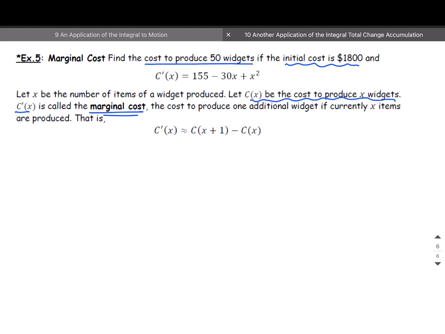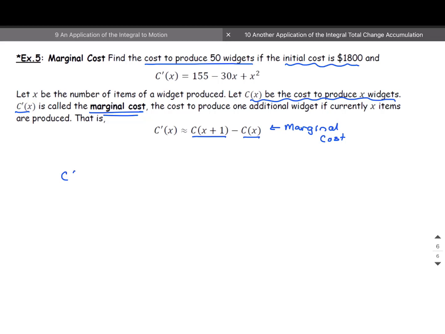Now, it is the cost to produce one additional widget if currently x items are produced. In other words, C prime of x is approximately the difference in the cost between x items being produced and x plus 1 items being produced. So the cost of x items being produced subtracted from the cost of one more being produced. That is your marginal cost. Okay, so we kind of snuck in a definition here for you too. But what we really want to know is the cost to produce 50 widgets.